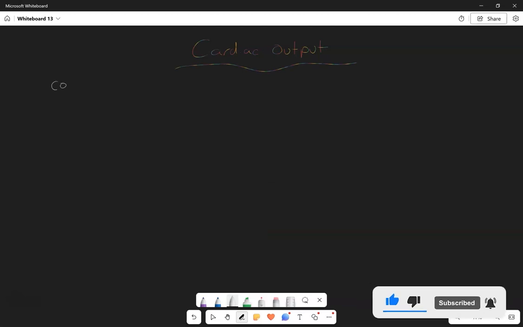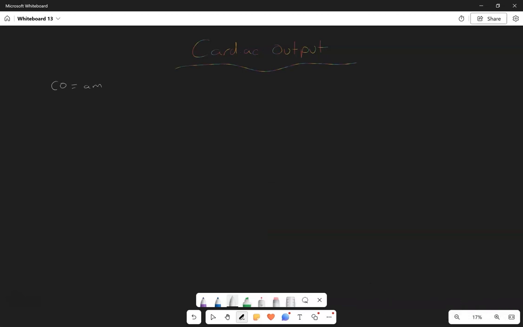Here we're going to talk about cardiac output, which is essentially the amount of blood that is pumped out by a ventricle per unit of time or per minute. So, amount of blood ejected from a ventricle per minute. Okay. And the amount of blood is usually in liters.